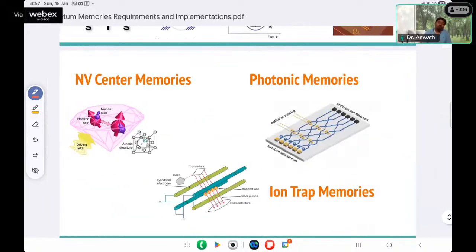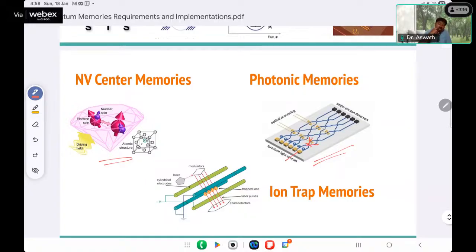When it comes to NV centers, like I said earlier, nitrogens were used to replace the carbons. That creates some kind of a dipole which can exist in multiple quantum states. From there, quantum memory is realized. Photonic ones are very simple. Photons are sent, there is a beam splitter, and due to the beam splitter, a photon can go right or left.